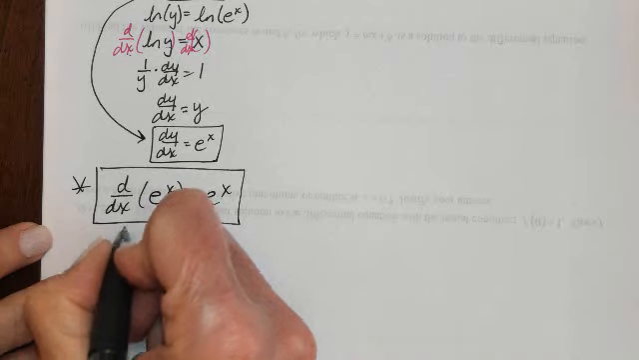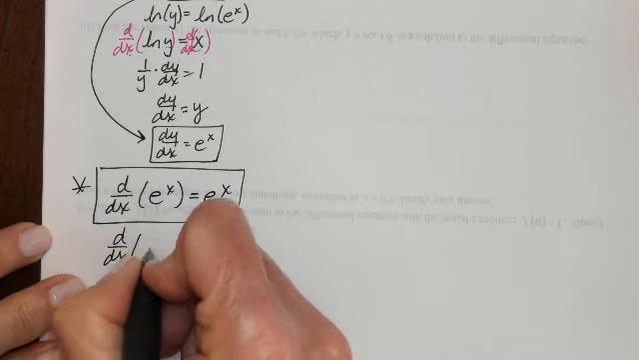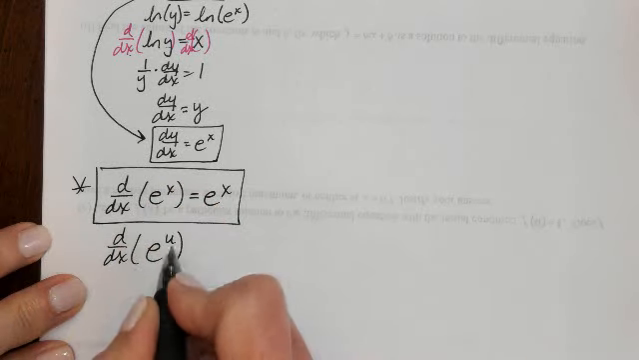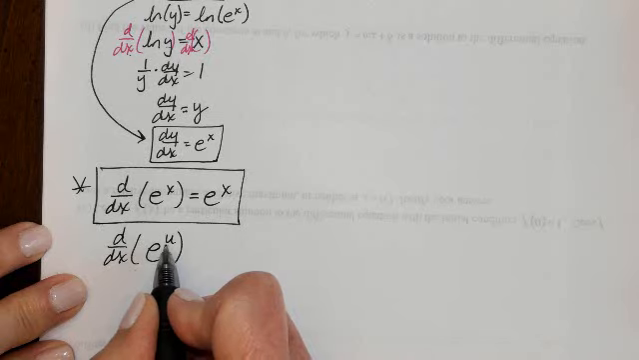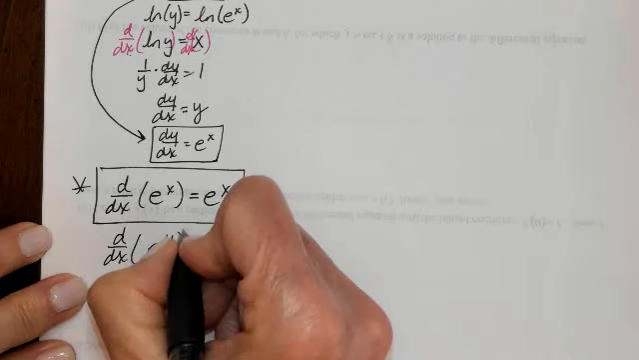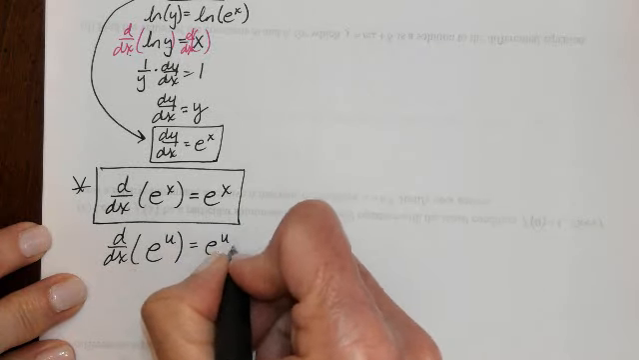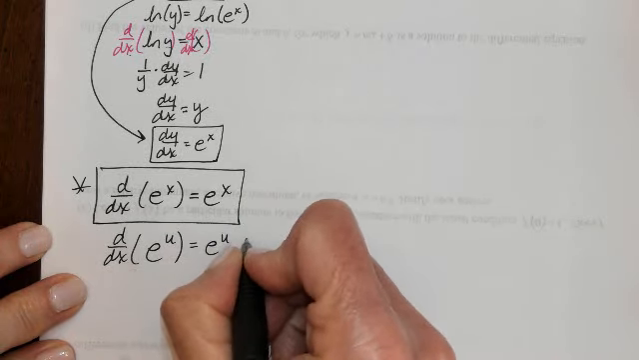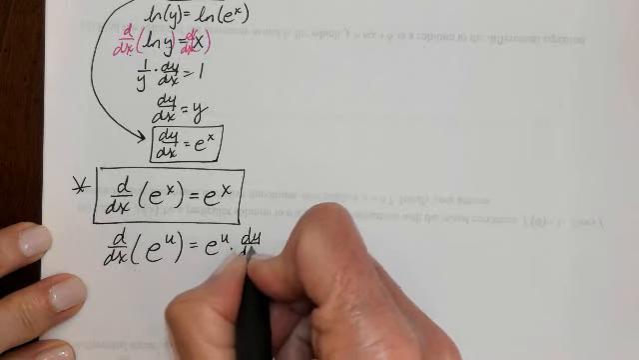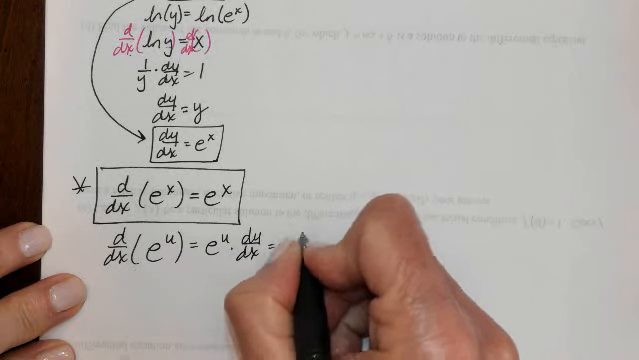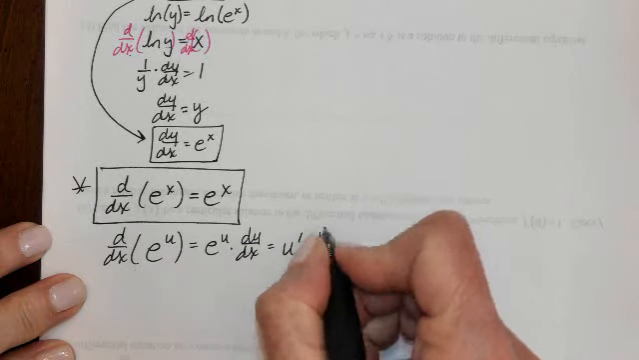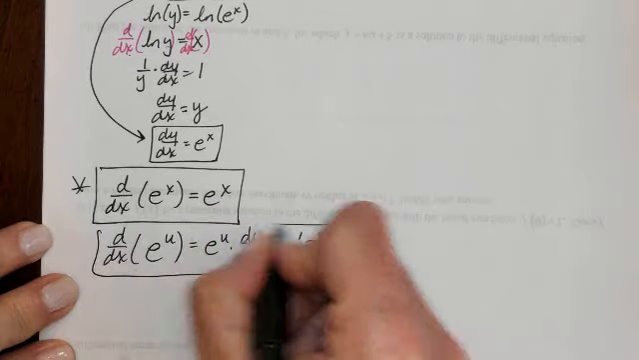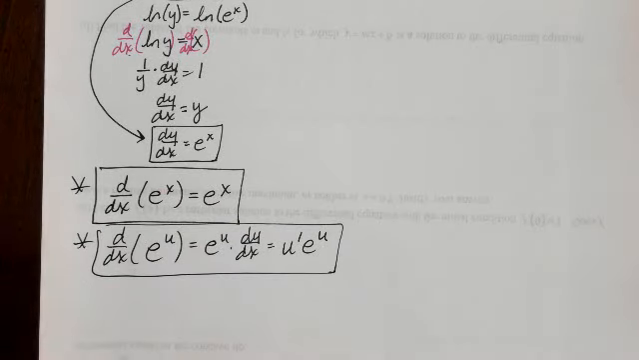Okay, what if we have the derivative with respect to x of some other variable? Then we use implicit differentiation. So e to the u times du dx, right? Which we can think of as u prime e to the u. Okay?